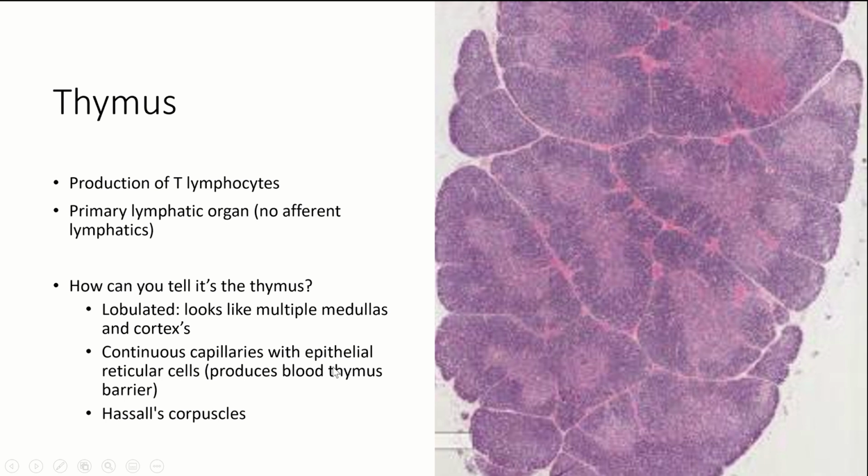Okay, we'll see that in a second, but those epithelial reticular cells are what are going to help produce the blood thymus barrier. And then another thing that's very characteristic of the thymus are these things called Hassel's corpuscles. Okay, and we'll see that in a second.